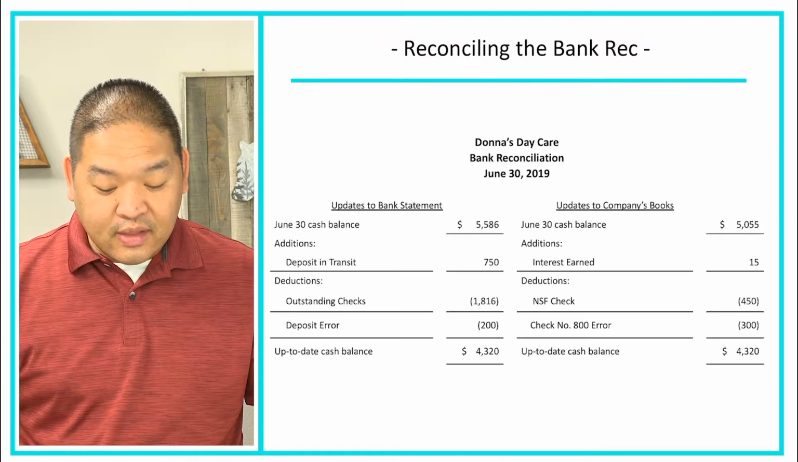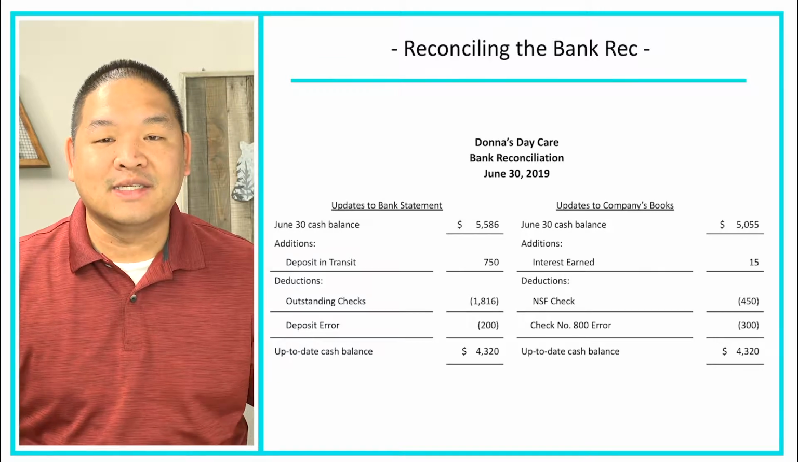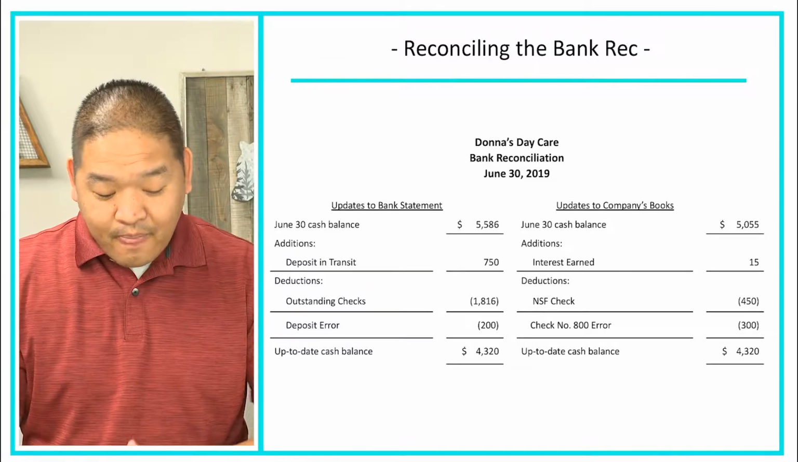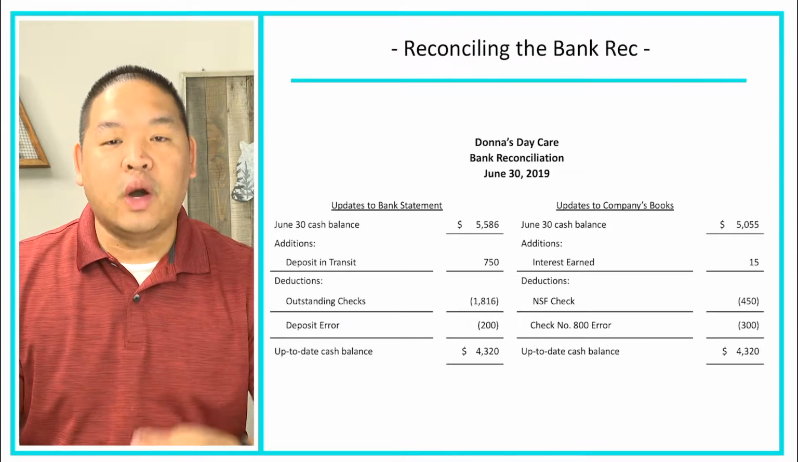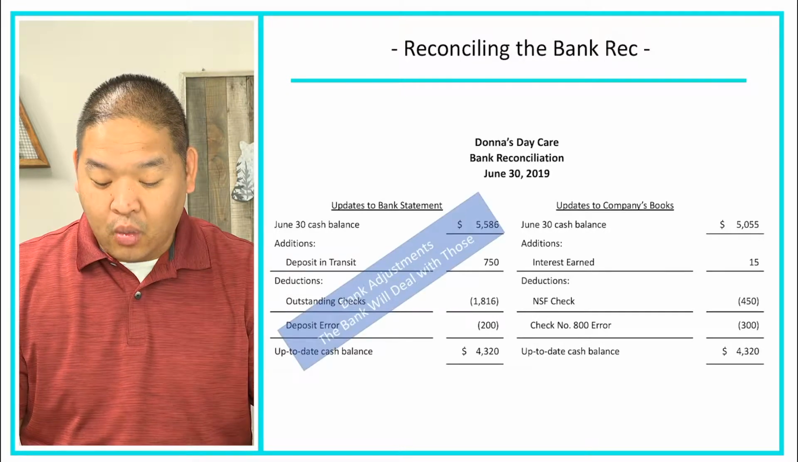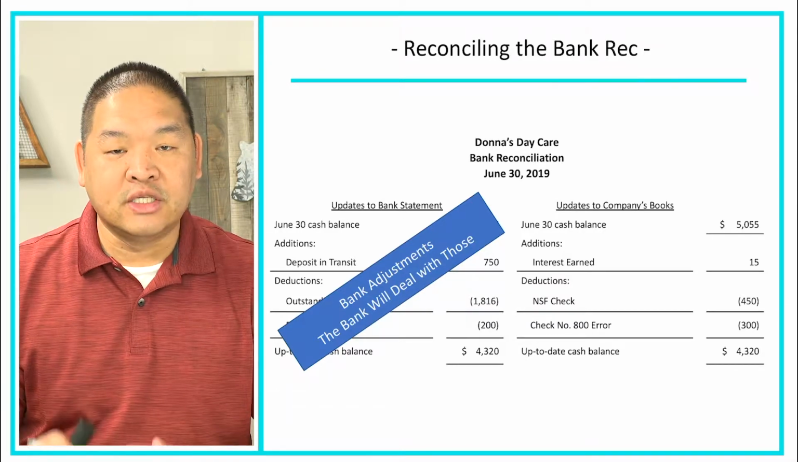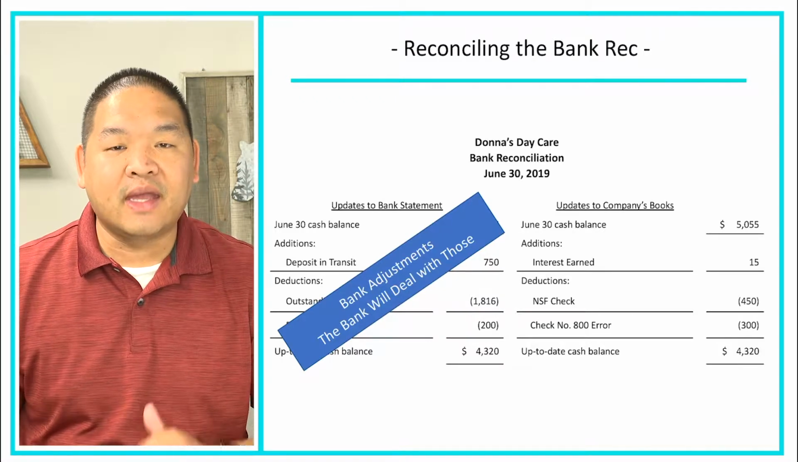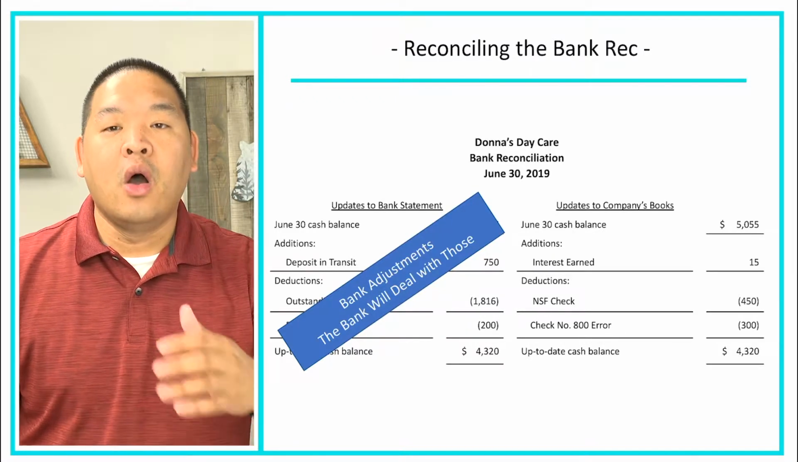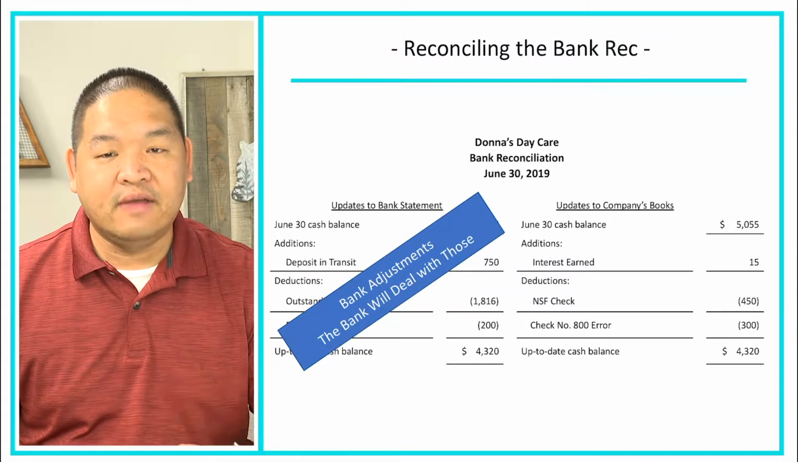Okay, so let's take a look at our bank reconciliation that we did in the last lesson. So this is what it looks like. And when we look at this bank reconciliation, the question is, what adjustments do we need to make? Well, the bank will make their own adjustments. So on the left-hand side, we have all of these adjustments that the bank needs to make. Well, we're not the bank, so we're not going to do those adjustments. We're going to leave that to the bank.